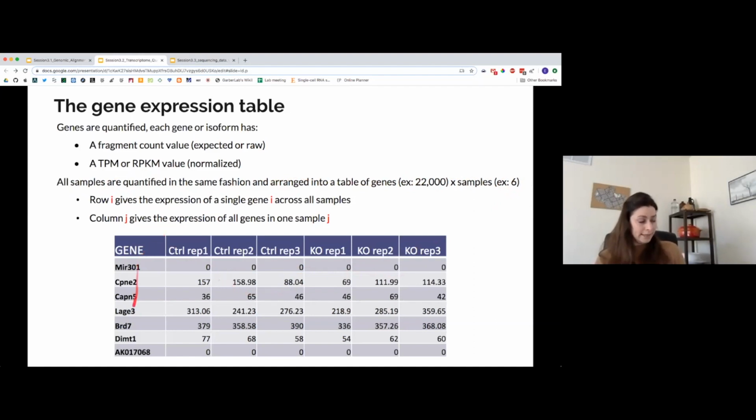And in this case, the table or matrix is going to give you, for each row i, all the expression of a single gene, say MIR301, in all of your samples. And the column j will give you the expression of all genes, all of these and much more, the 22,000, in one sample j, for example, control replicate 1.